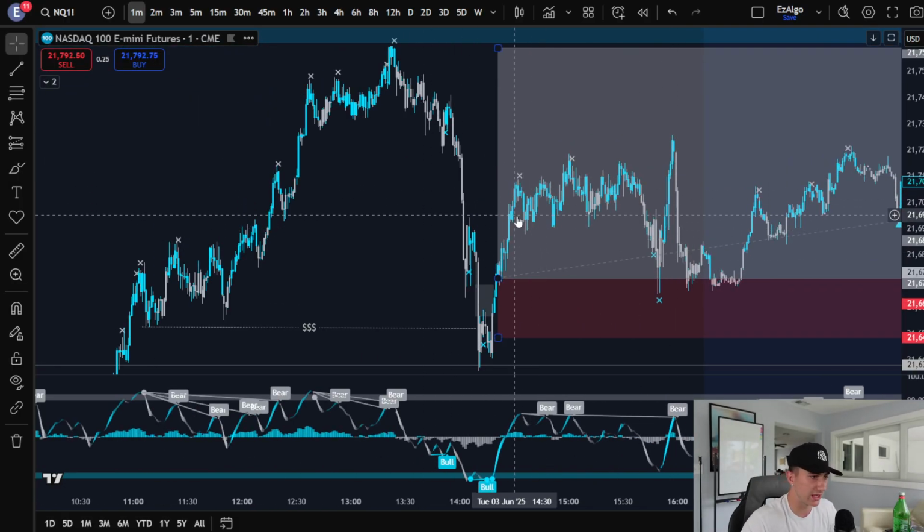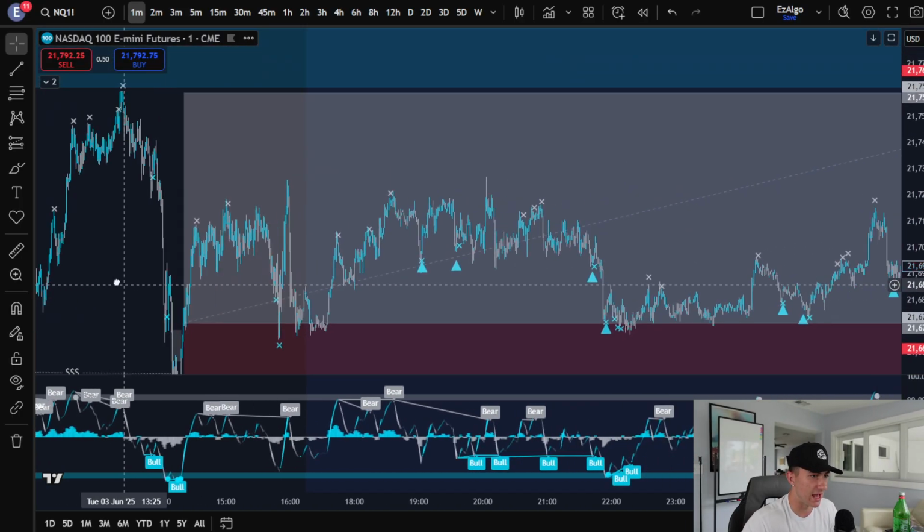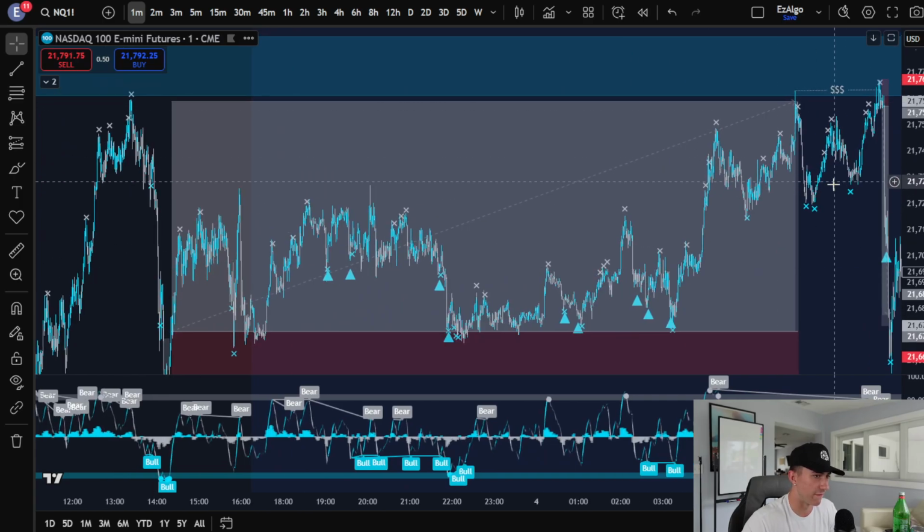Probably a TP1, then break even trade. I would have taken partials right here and moved my stop loss to break even, but this did end up running eventually for that full take profit.